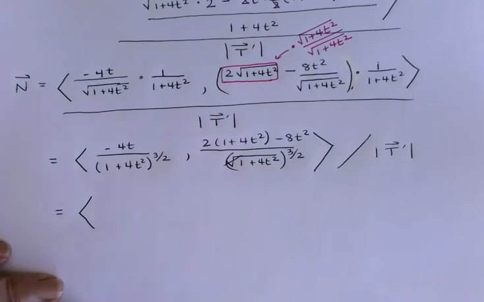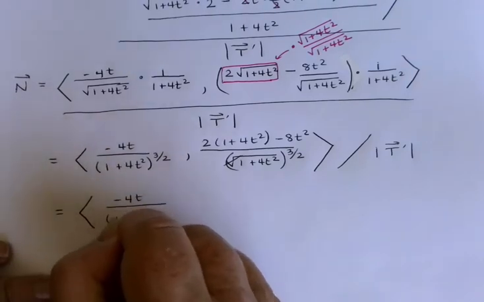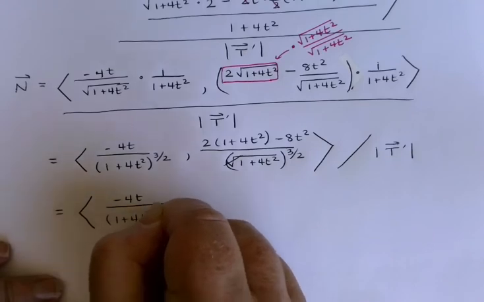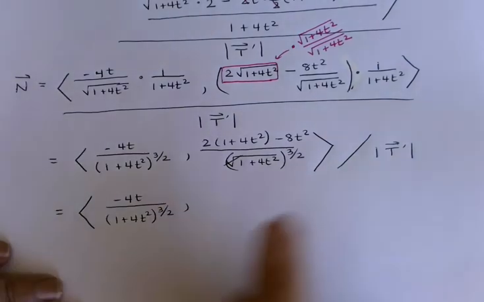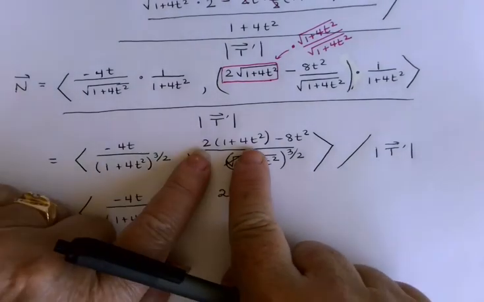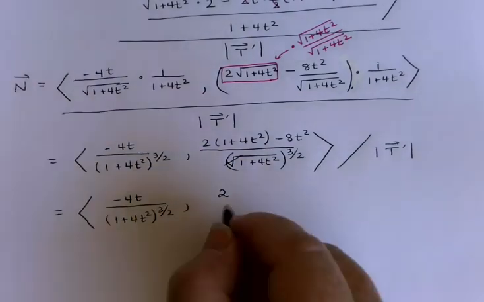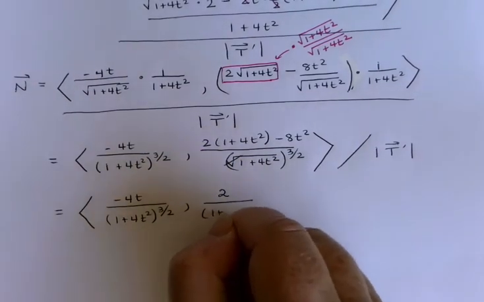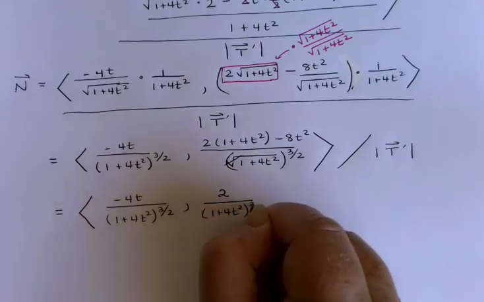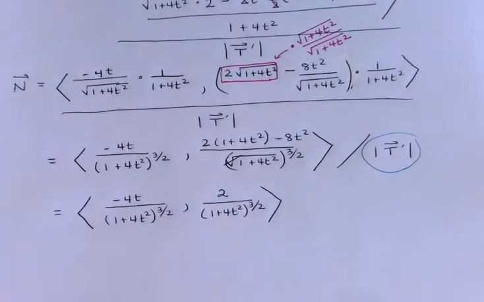Okay, so I've got negative 4t over 1 plus 4t squared to the 3/2. And here I'm going to get a 2. And then notice I'll get an 8t squared and a minus 8t squared, so those terms will just cancel themselves out. And then I've got 1 plus 4t squared to the 3/2 in the denominator. That's about as simple as that's going to get. So let's go ahead now and start working on the magnitude that goes in the denominator.